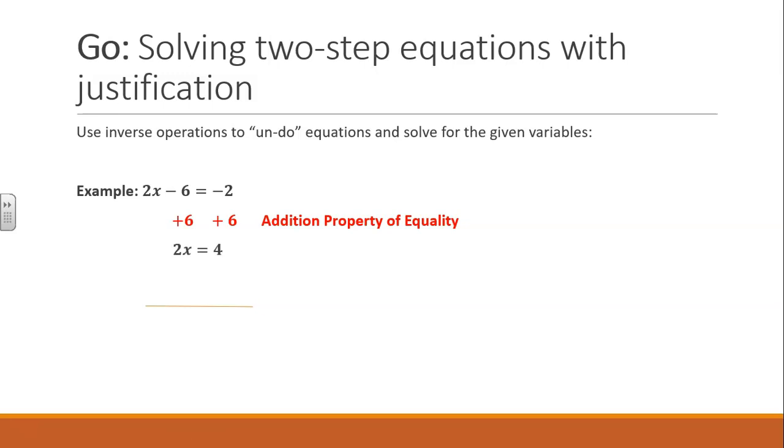That gives us 2x equals 4. Next step is to use the division property of equality to divide by 2 on both sides of the equation, which gives us x equals 2.